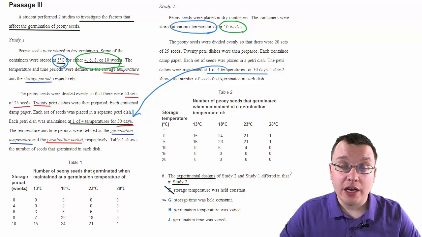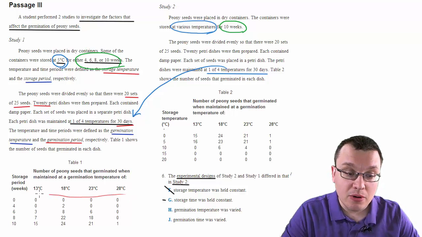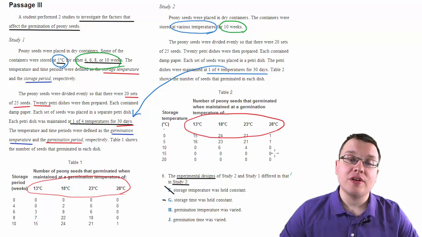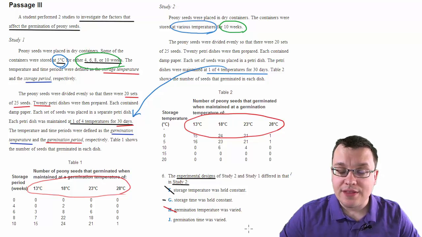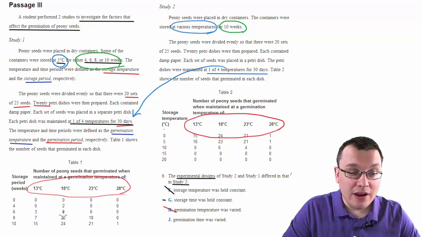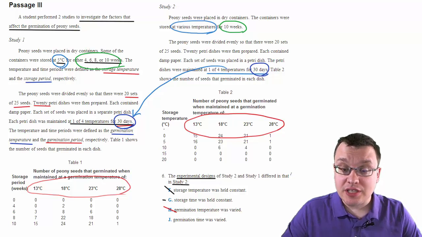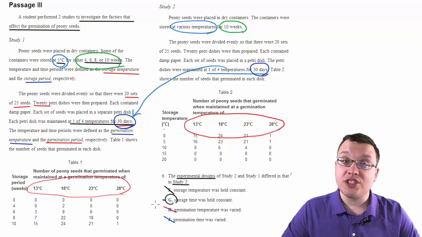Germination temperature was varied. Notice in both cases, the germination temperature, which is this part of the table, described in the second paragraph of each study, in both of them it's varied. So study 2 does not differ from study 1 in that regard. Germination time was varied. Both of them were at 30 days of germination time, so that's the same for both, it wasn't even varied for either. So the choice that works best is choice G.